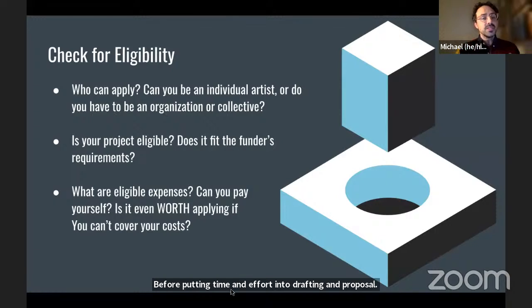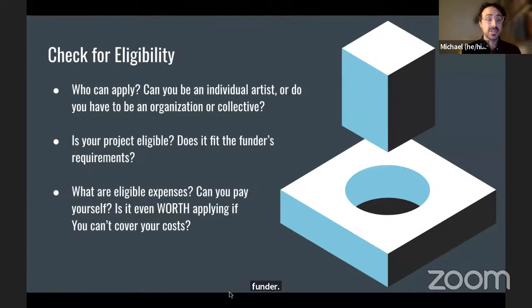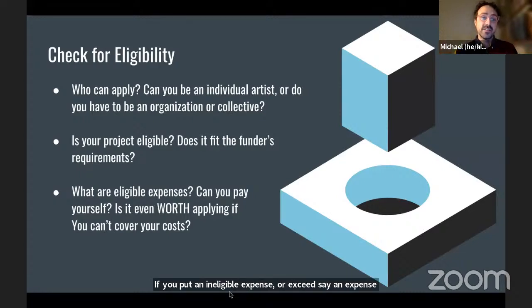Next, be sure to carefully review your expenses, also to ensure that they align with what a funder permits. If you put an ineligible expense or exceed, say, an expense limit, it may disqualify your application regardless of how strong it is. Next slide, please.